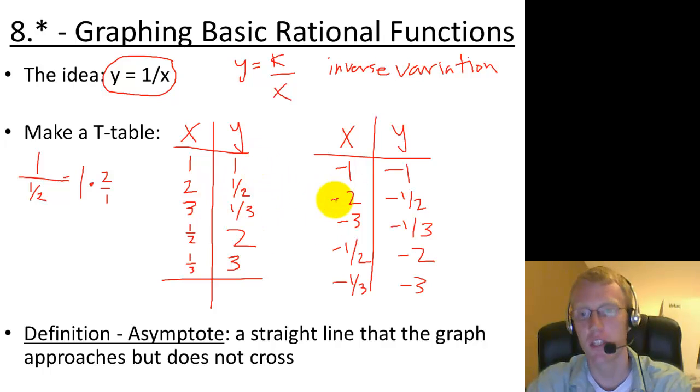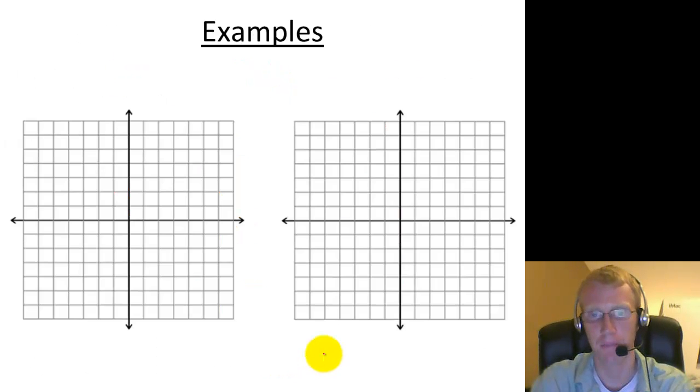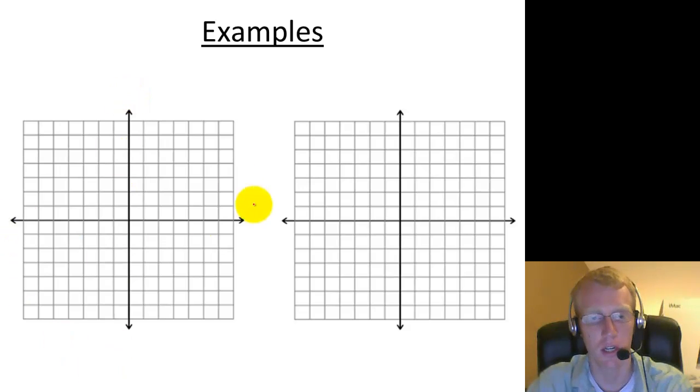But this graph is going to have an asymptote, and an asymptote is a straight line that the graph approaches but does not cross. So let's draw the graph, and then I'll show what the asymptotes are. Okay, so here's our graph. The points that we had were 1, 1. Let's label this as 1, 2, 3, 1, 2, 3.